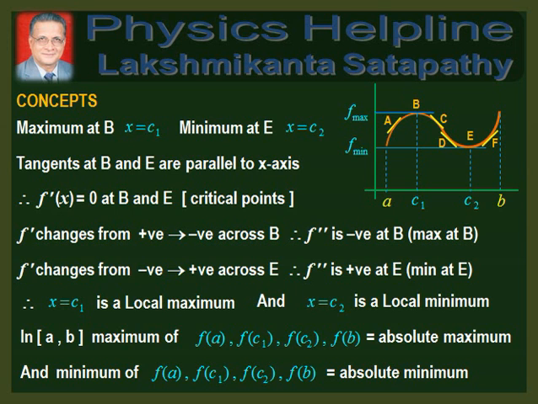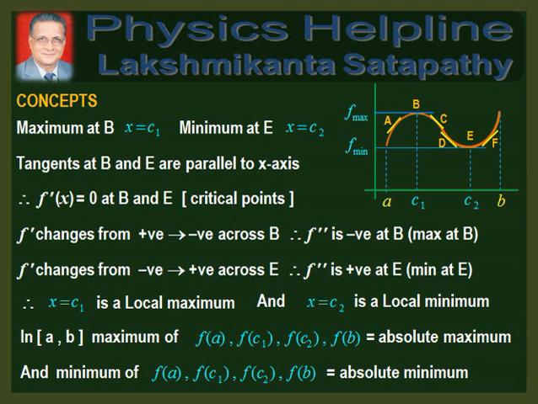The maximum and minimum discussed here are called the local maximum and minimum. Hence, the values of the function at x is equal to c1 and x is equal to c2, which are f of c1 and f of c2, are the local maximum and minimum values of f(x).